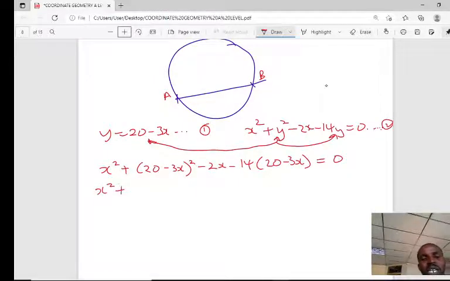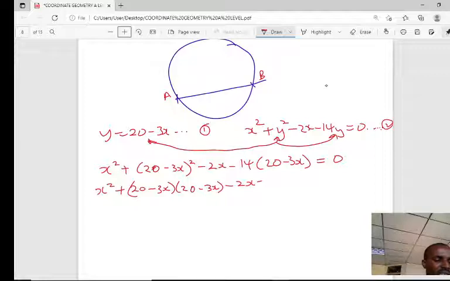X squared plus, on this one, 20 minus 3x squared. Better do the long way than saying 20 squared and 3x squared. No, that will not work. So you say 20 minus 3x, then 20 minus 3x. Otherwise, you get a wrong answer there. Then you remove the bracket here. Then 14 by 20. What is 14 by 20? 14 by 20, you get 280. Then on this one, it will be plus 14 by 3. What is 14 by 3? You get 42x is equal to 0.